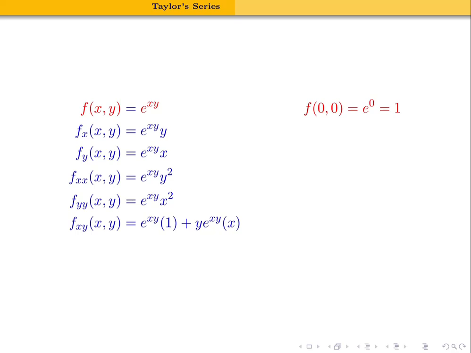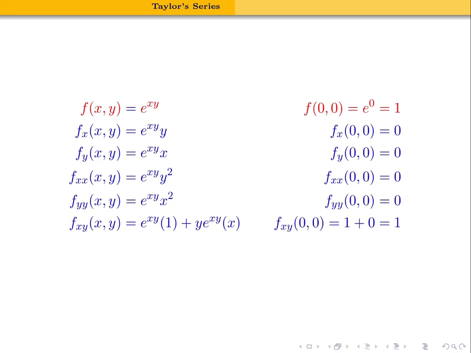Similarly, fxy, differentiating the function fx with respect to y, we will get e power xy into 1 plus y into e power xy into x. So all the first and second derivatives are over. We found fx, fy, f double x, f double y, fxy. Now we can replace x is equal to 0 and y is equal to 0. We will get fx of 0 comma 0 is 0, fy of 0 comma 0 is 0, f double x of 0 comma 0 is 0 and f double y of 0 comma 0 equal to 0 and fxy of 0 comma 0 is 1.